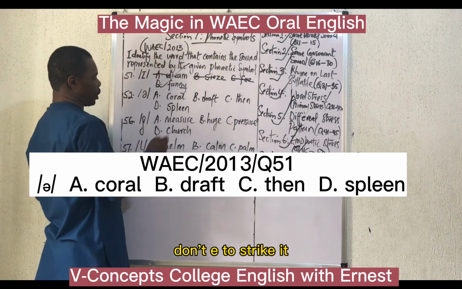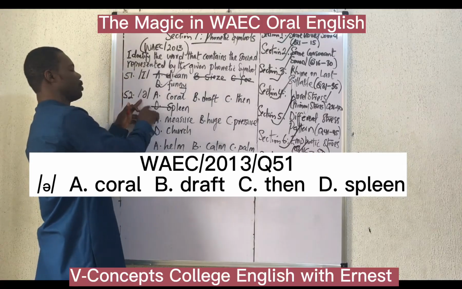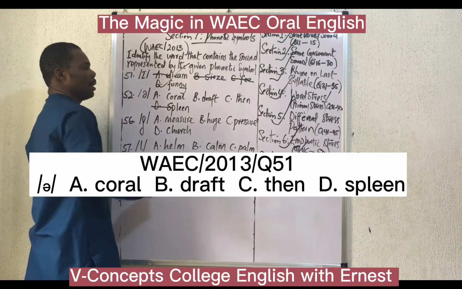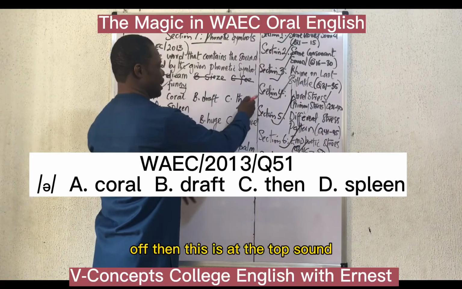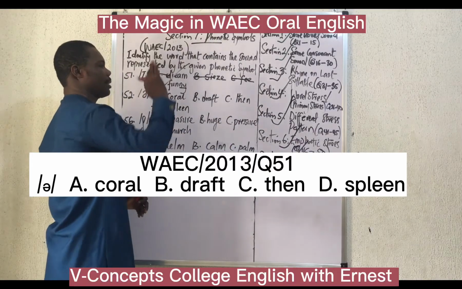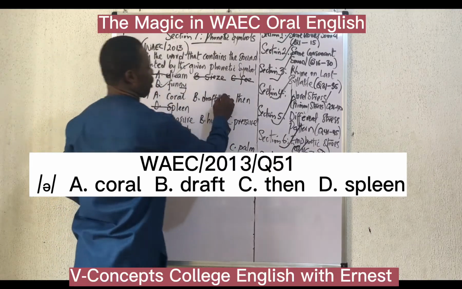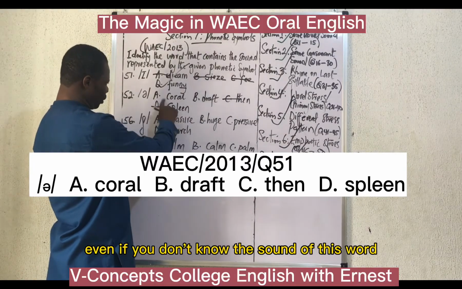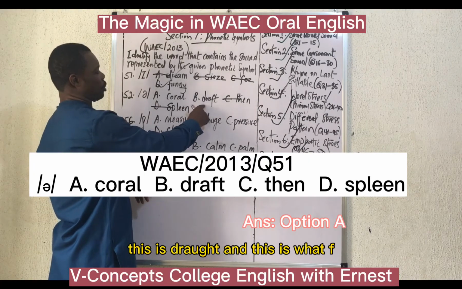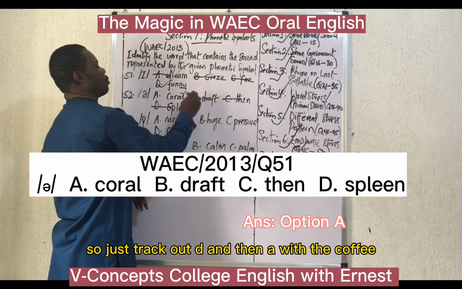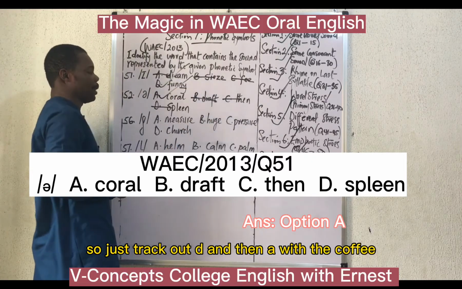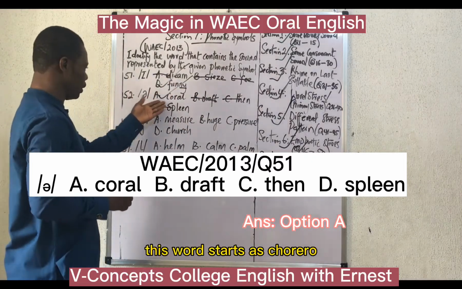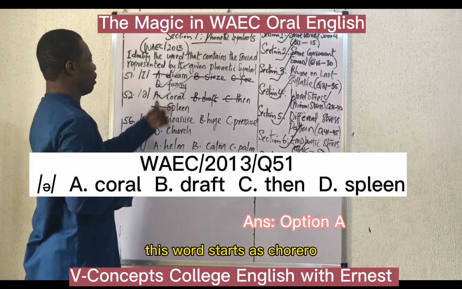Spleen, of course, is long E, so we strike it off. Then here you have then. This is the short E sound, so you strike it off. So it's going to be between A and B. Even if you don't know the sound of this word very well, you know that this is draft and this is what? So just strike out B and then A will become the answer. At the end of the day, this word is pronounced as curl.